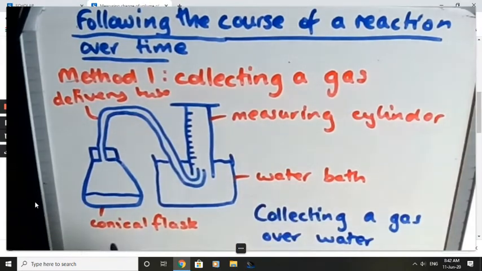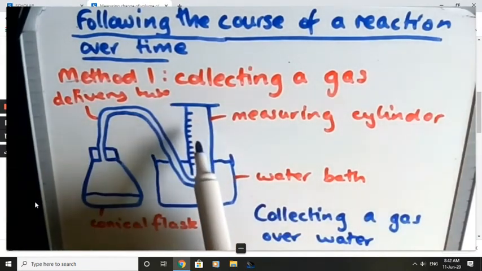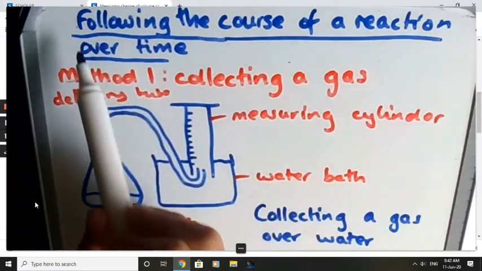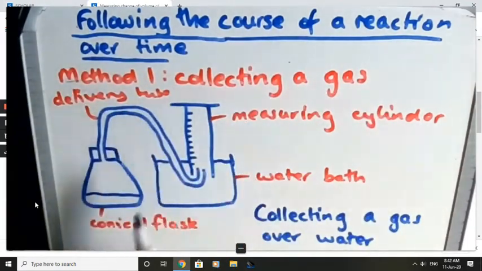So what this allows us to do is to trap the gas and measure how much gas is produced over time as this reaction takes place. So that's what we mean by following the course of a reaction over time. We're measuring how much product is produced over time. So this method of collecting a gas works pretty nicely. It's probably the cheaper one because measuring cylinders, all the equipment here is nice and cheap.